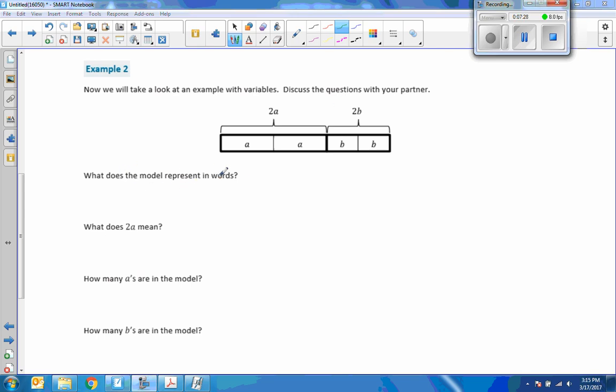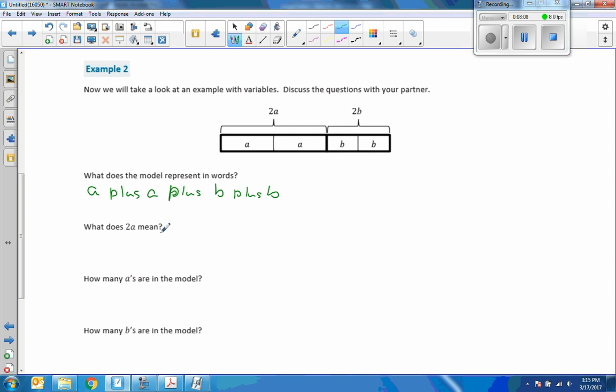Okay, so what does the model represent in words? So we have A plus A plus B plus B. Okay, or we could have said 2 A's plus 2 B's. Or we could have said 2 times A plus 2 times B.